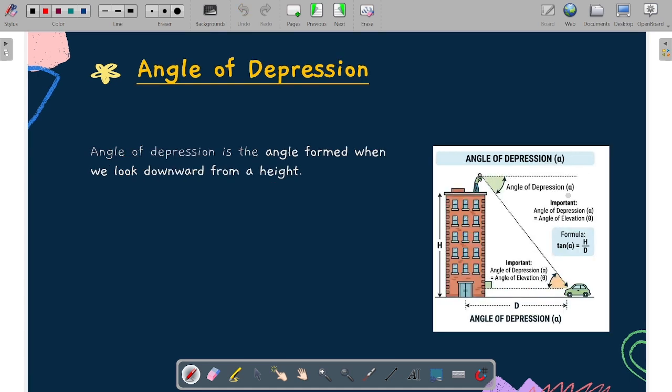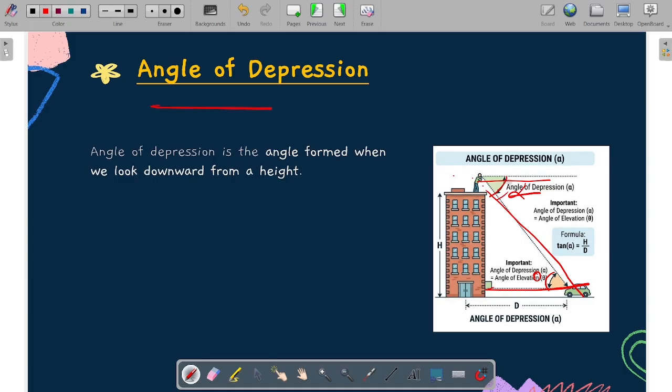Next we will discuss the angle of depression. Angle of depression क्या है? Angle of depression is the angle formed when we look downward from a certain height. So this is the angle of depression alpha. Because this line and this line are parallel, the angle of elevation theta and angle of depression alpha will be equal.